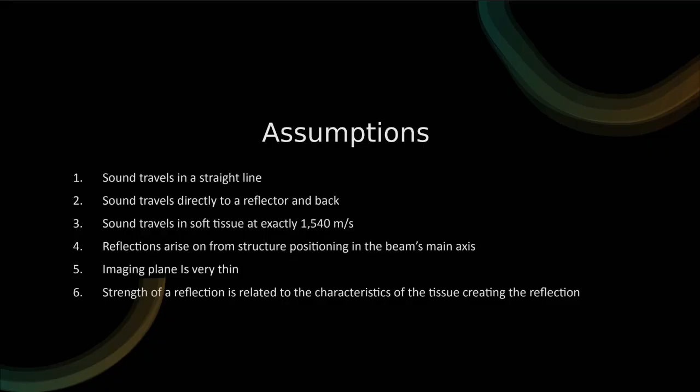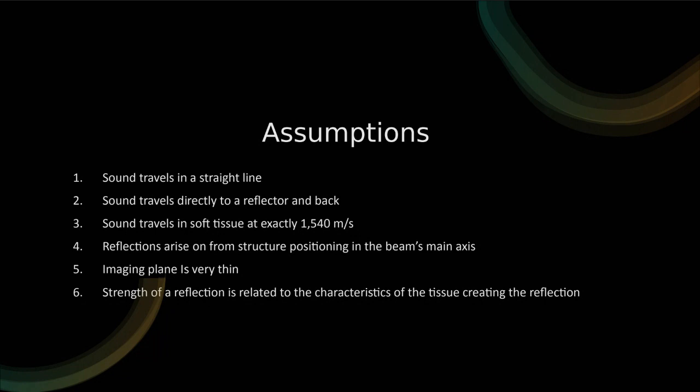So these are those basic assumptions that we just talked about. Sound travels in a straight line. It travels directly to a reflector or a boundary and back. The standard speed of sound in soft tissue is 1,540 meters per second. Reflections arise from the structure positioning in the beam's main axis. So when we learned about axial and lateral resolution, right? What's that smallest amount of space between 2 structures that can still create 2 different appearances on our picture?